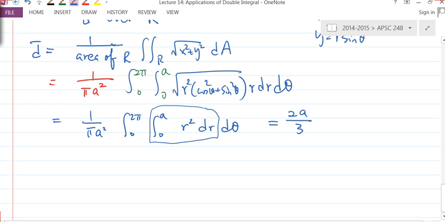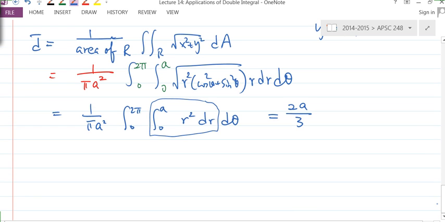Yeah. Right. 2a over 3. Okay. So that's the average distance in a unit circle. Not a unit circle. In a circle of radius a, the distance from any point to the origin. So now, the next thing I want to show you: if I give you a different problem, you actually will see you'll get the same answer.